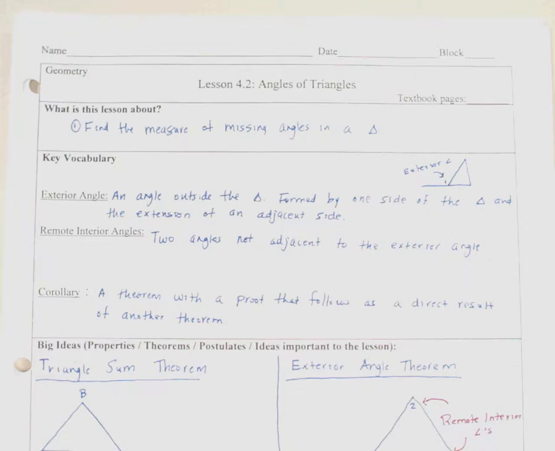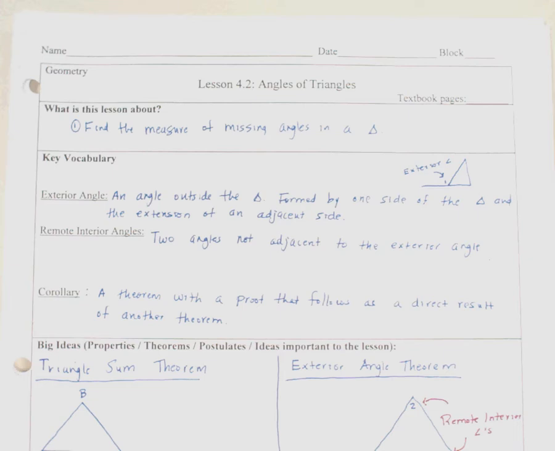Chapter 4, Lesson 2 looks at interior and exterior angles of triangles. What is the lesson about? Our goal is to find the measures of missing angles in a triangle. Some new vocabulary terms are exterior angle, remote interior angles, and corollary.